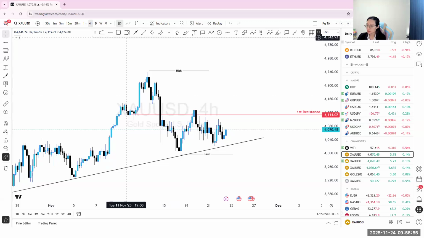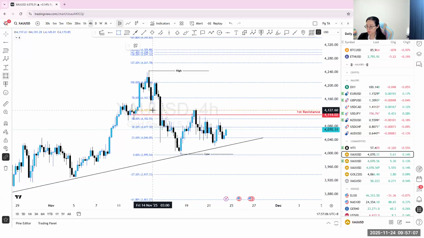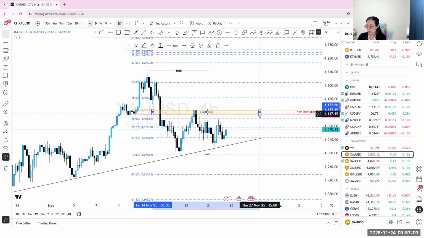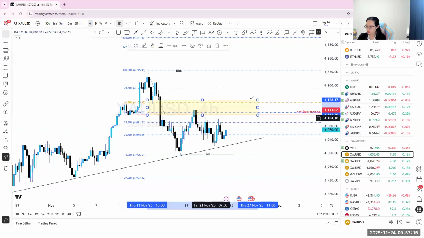If you pull from this swing high to this low, you will get the exact 50% and 68% zone. And another one, you say, okay, I don't want to pull here, you want to pull here. Then the zone is going to be from this to this.